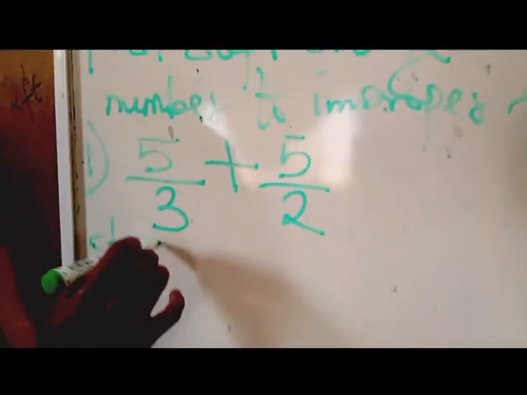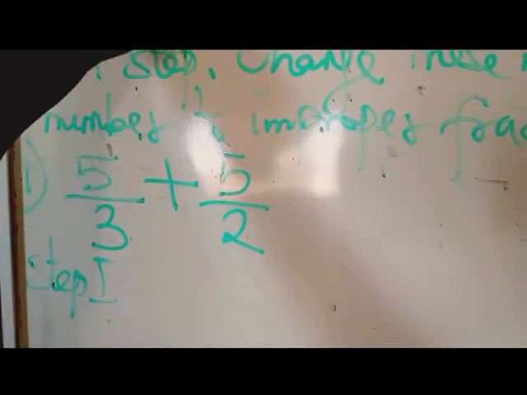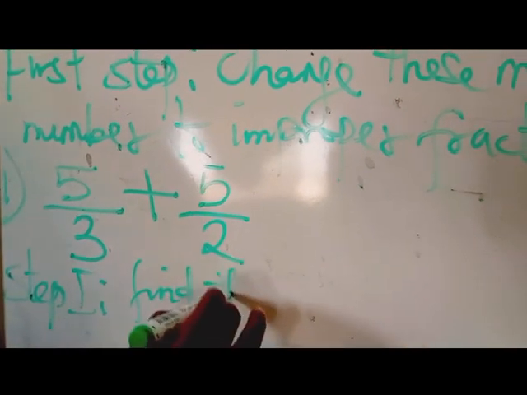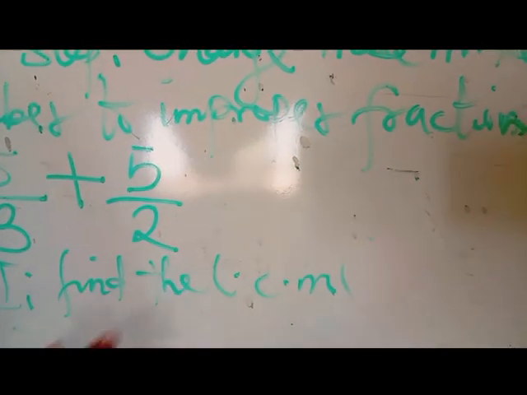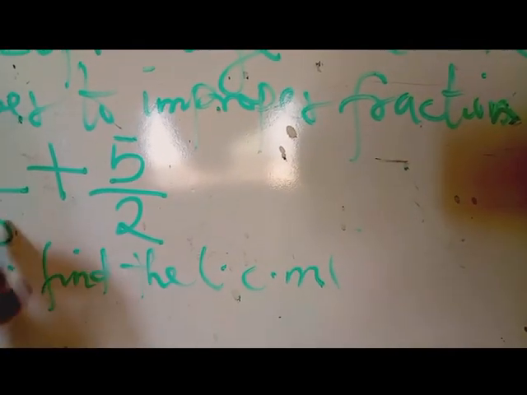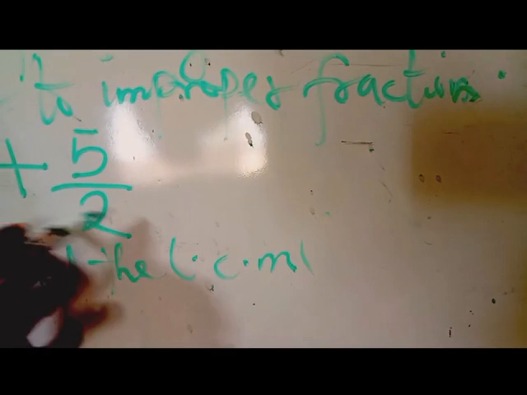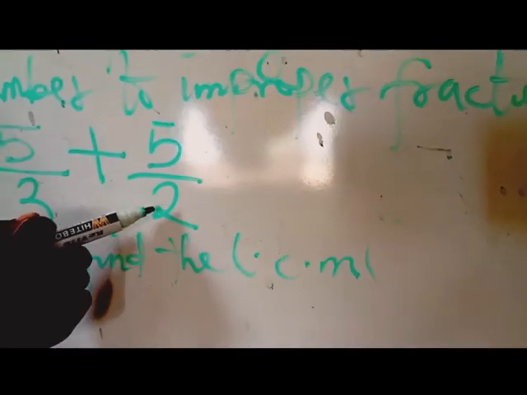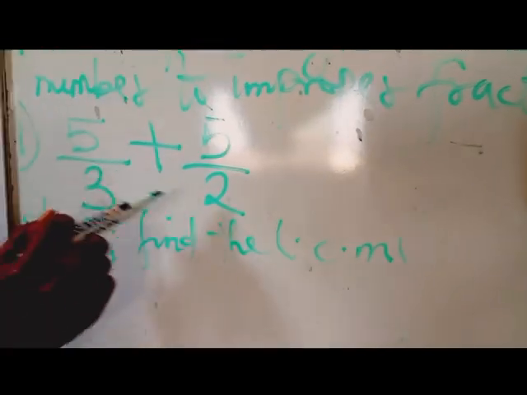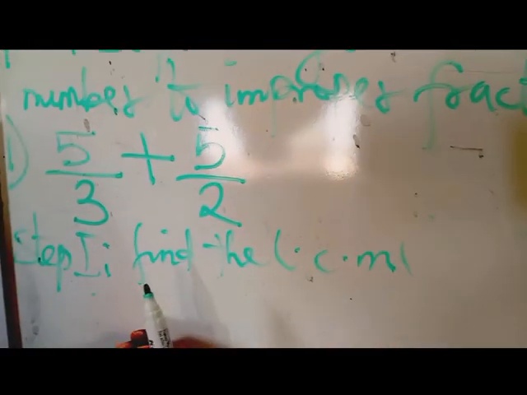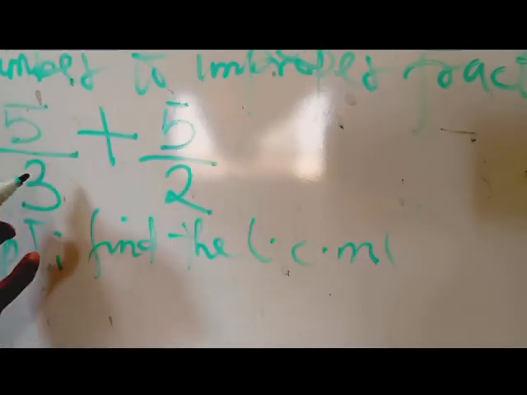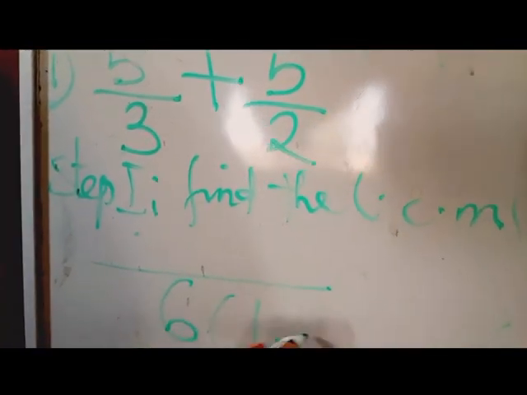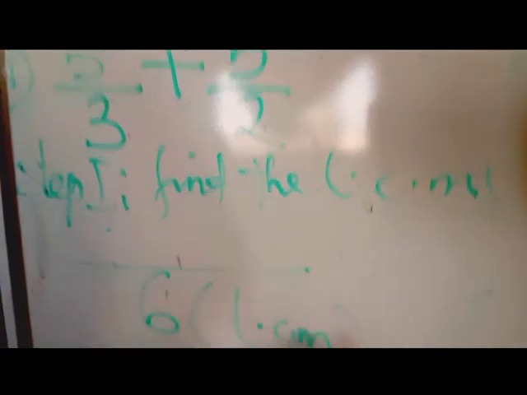Now, after this first step, another step is to find the LCM. This is step 1. Step 2 is to find the LCM. LCM is known as lowest common multiple. Now, let me show you a simple way of finding the LCM. When you look at these denominators, you find out that this one is 3 and this other one is 2. Can they divide each other? The answer is no. So what do we do? To find the lowest common multiple, you just multiply them out. That is 3 multiplied by 2, which will give us 6. Therefore, our LCM becomes 6.